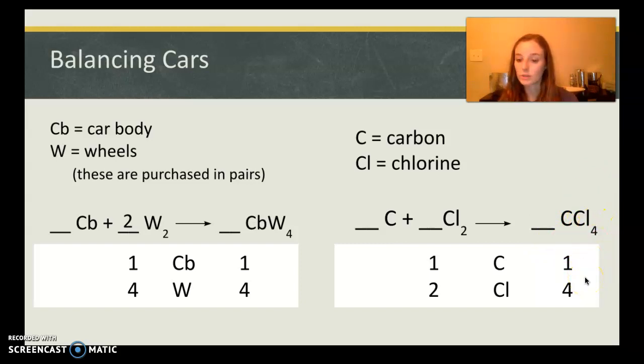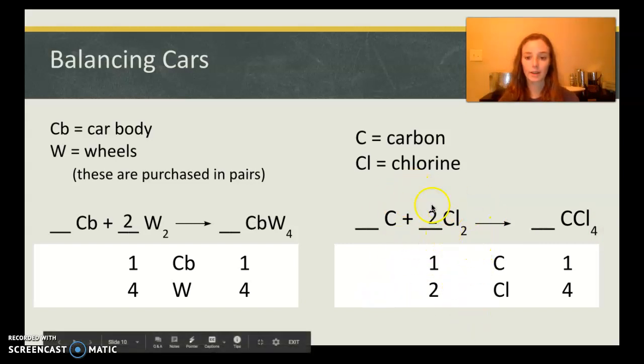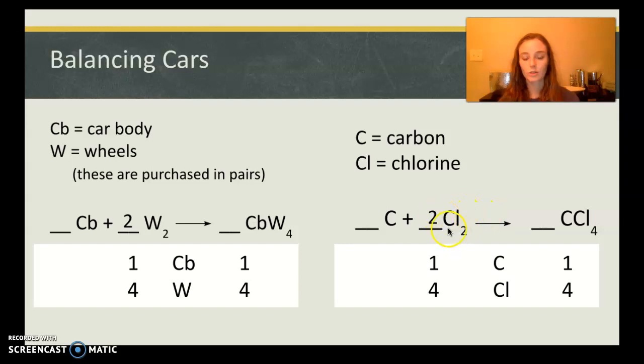So what can I do to get 4 chlorines on this side, because I want to have the same amount on each side? Well, I can never change the subscripts. I can only ever change the coefficients. So in order to get 4 on the reactant side, I could add a coefficient in front of the chlorine, and thus then I would have 4 chlorines on each side. I check my work again, 1 carbon on each side, 2 times 2, 4 chlorines on this side, 4 chlorines on this side.